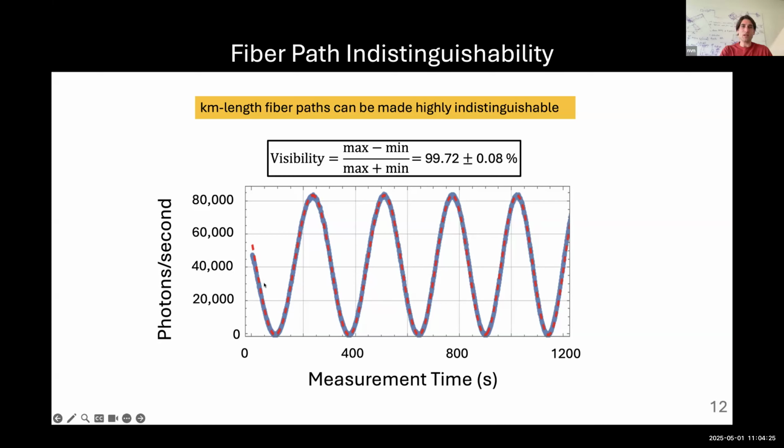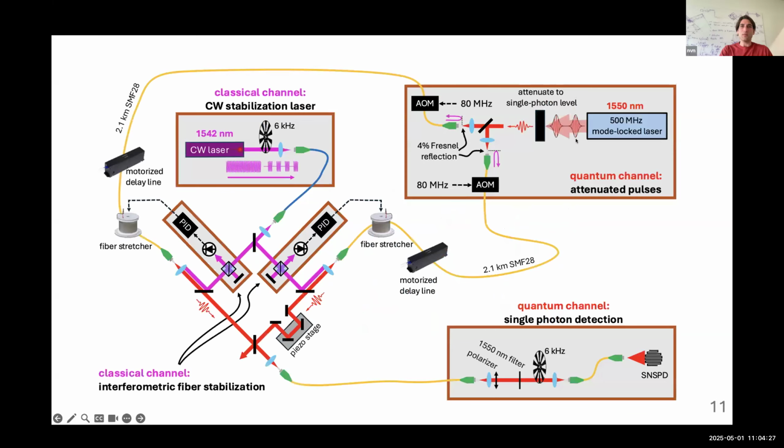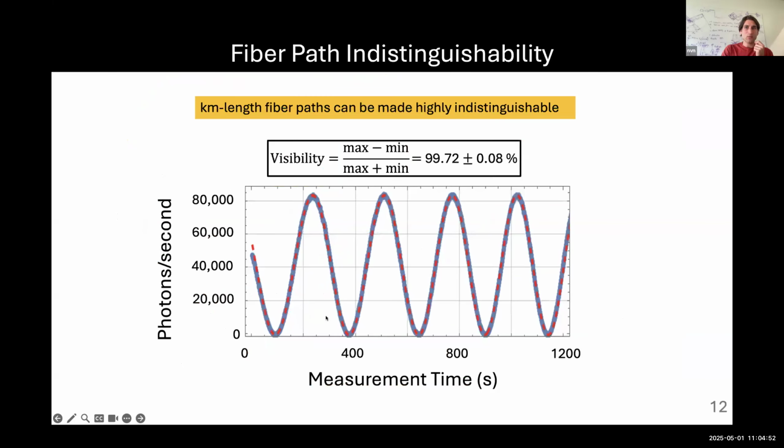So what I'm measuring here is, I've stabilized both of these paths independently, and now I have single photon level states coming in and being split between these two fibers, and they are collected at the other side and fed into a single photon detector. I'm making these fringes by varying a piezo stage in one of the arms. So that's what we're measuring here. Basically, very indistinguishable path lengths over many kilometers.